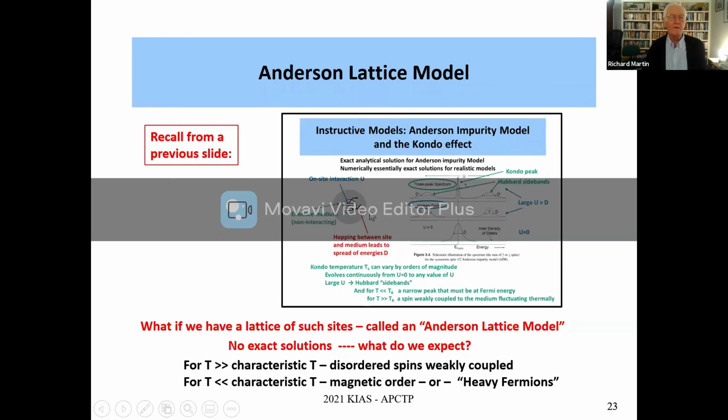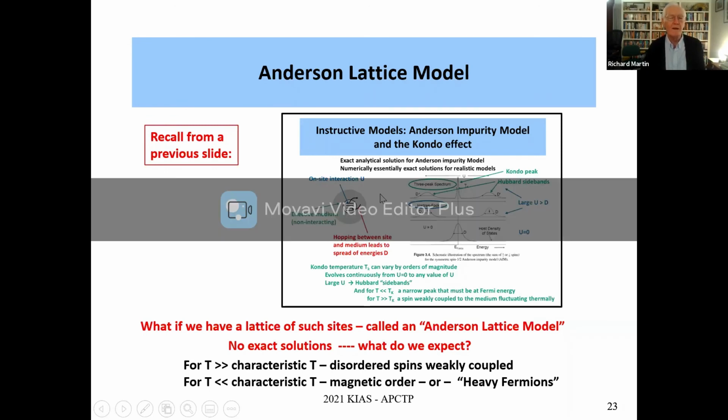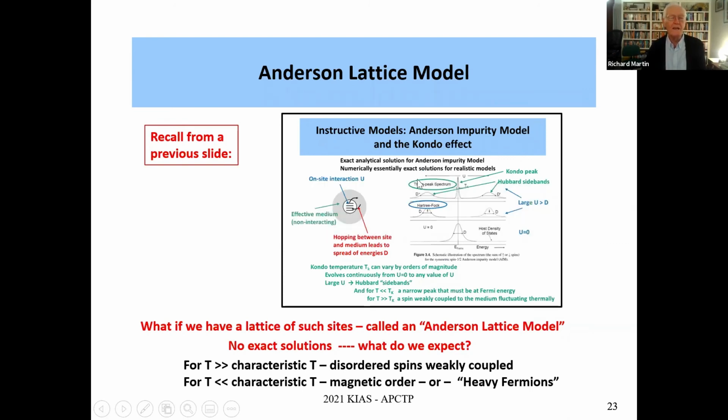And we also have the picture that if you go up in temperature, this washes out, because if you get to temperatures larger than this kind of bandwidth, the coupling to this medium vanishes, and it becomes basically just like spins that are weakly coupled to the surrounding metal. Well, that already gives us a picture of what would happen if you make an entire lattice of these states, not just an impurity, but an entire lattice.